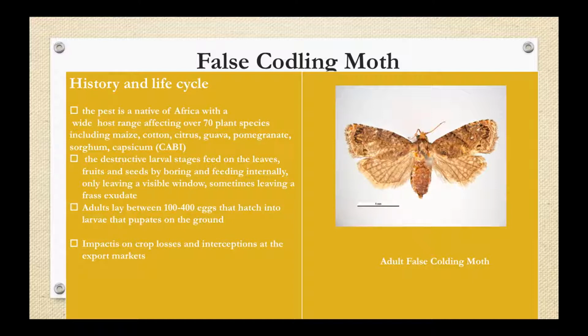Eggs are between 100 to 400, and they would definitely hatch into larvae. And the impact is on crop losses and interceptions at the export market. Remember, I indicated that this is a regulated quarantine pest in parts of the world where they do not occur. Next slide.